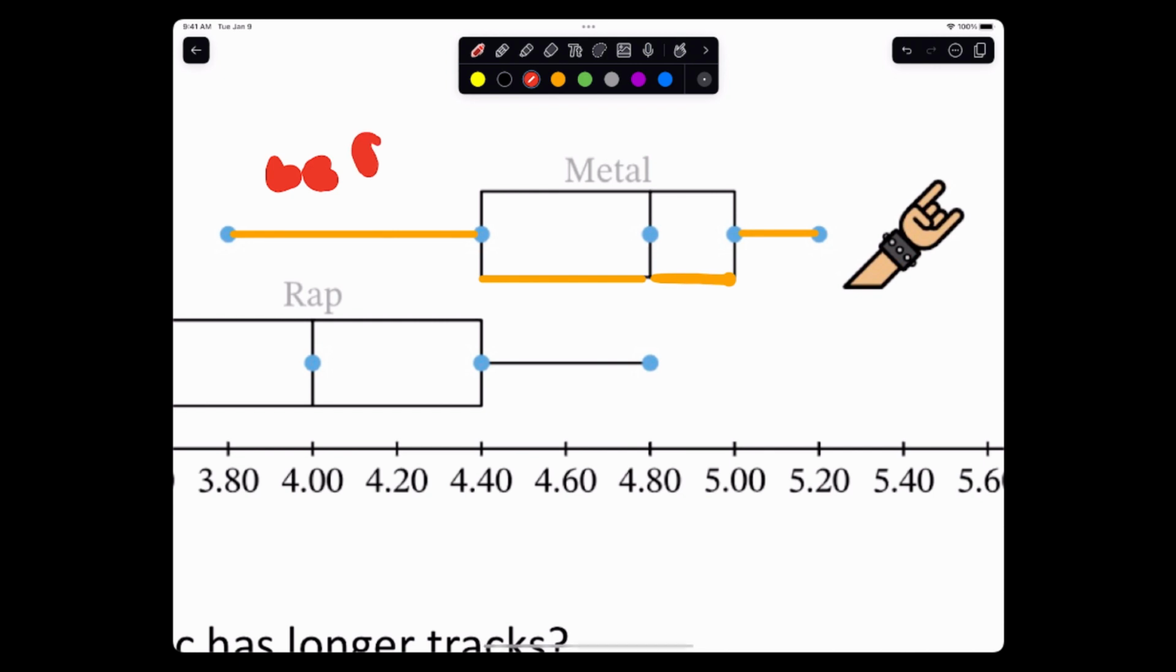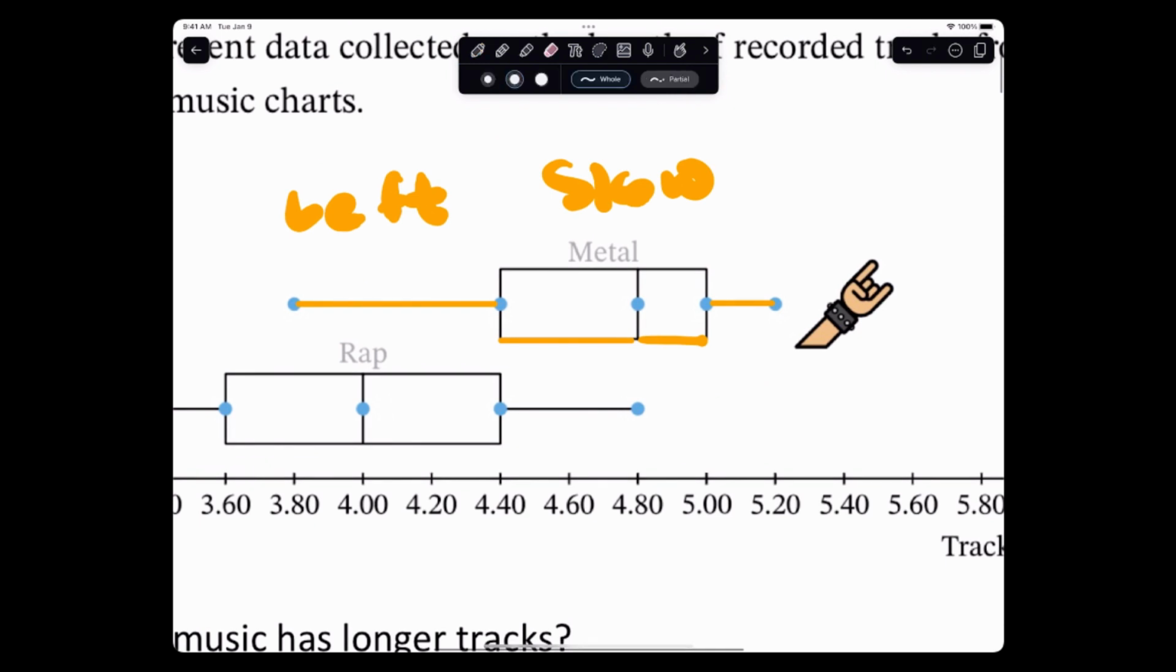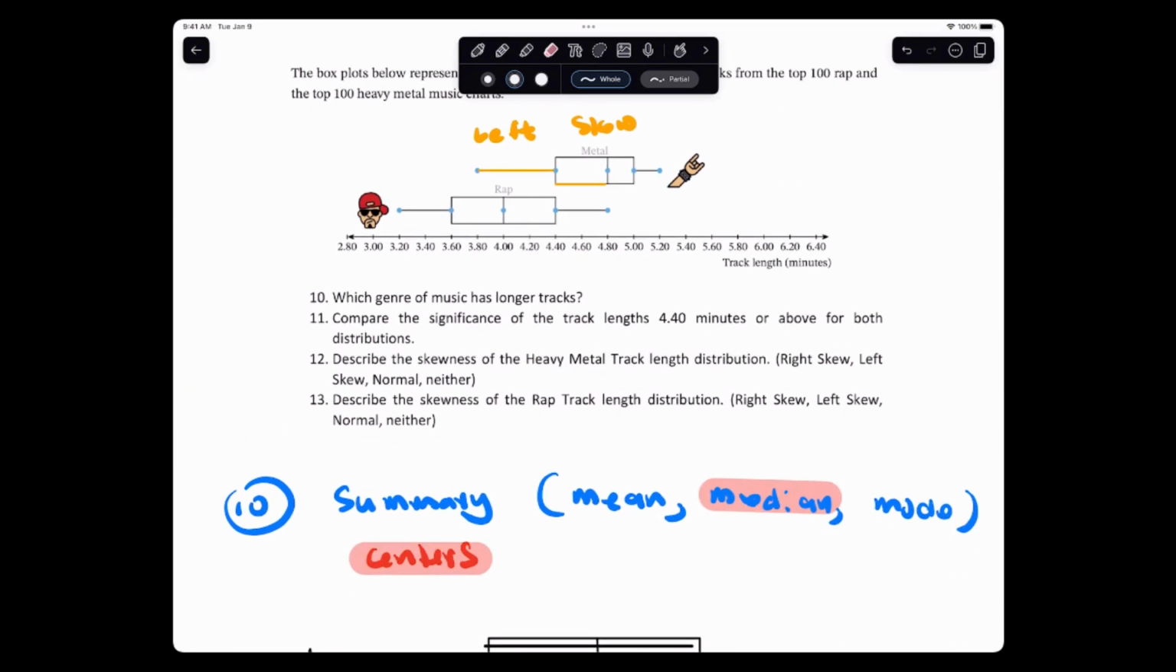Left skew. Outstanding. You guys can do this. Look at that. Those other students were scared of these questions. So the distribution for metal is what? Left skew. Okay, I can just erase that and leave the important details there. Left skew. Nice. So that's the answer for number 12 here, and I'll put the answer over here. Left skew. And that's what they gave us as options. Did you guys see how doing homework helps you?